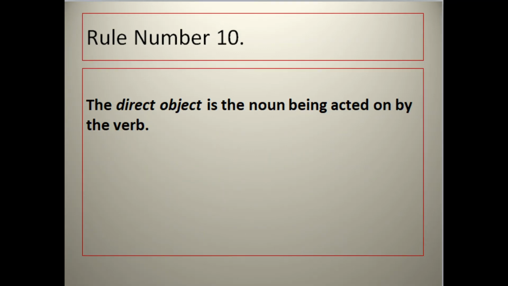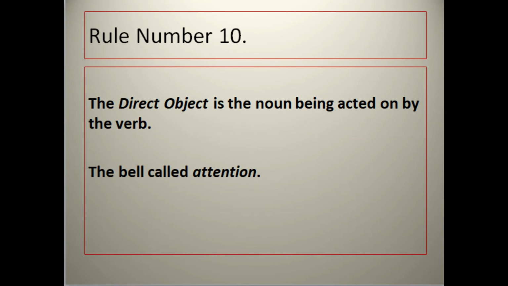Rule number 10. The direct object is the noun being acted on by the verb. Example, the bell called attention. If your sentence contains a noun being acted on by the verb, we call this noun the direct object. Not all sentences have a direct object. If the verb in your sentence refers back to the noun alone, there is no direct object.